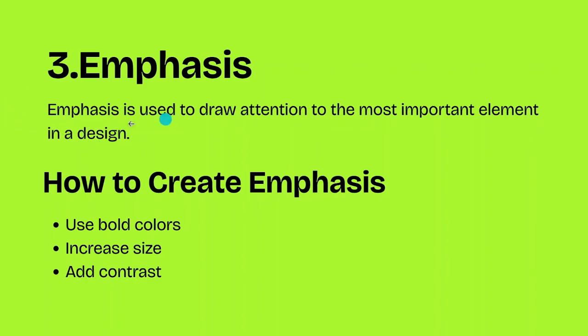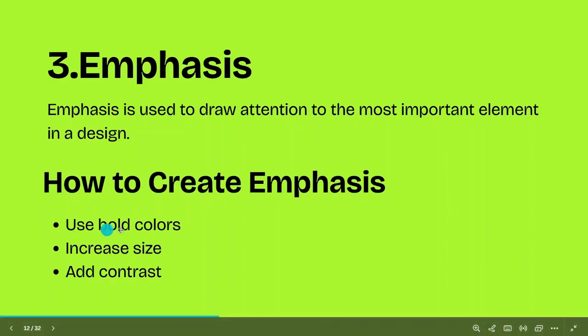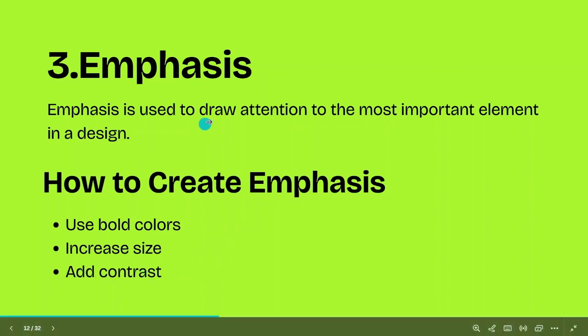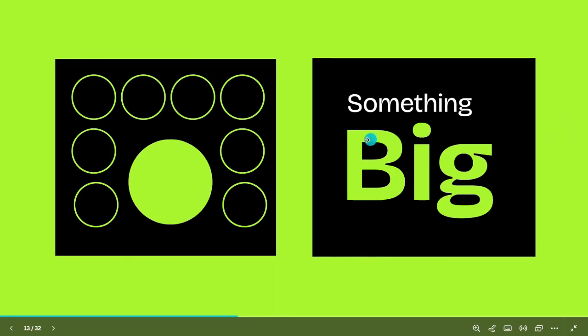Alright, to the most important element in a design. Now, when you see a design, what gets your attention most? That thing has been emphasized. They use the principle of emphasis to get your attention. There are different ways you can create emphasis. Number one, by using bold colors, or by increasing the size of the text or shape or image, or by adding contrast.